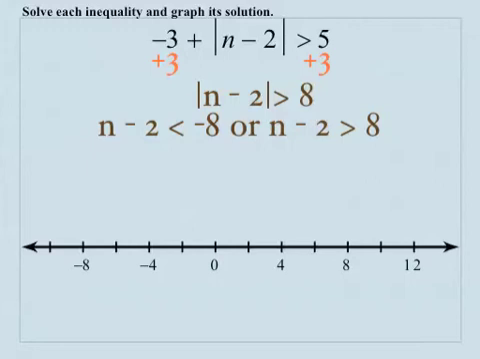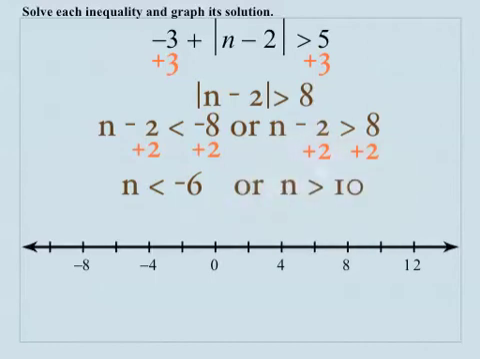Now that I have the compound inequality, I need to solve both parts. So to solve n minus 2 is less than negative 8, I need to add 2 to both sides to get n by itself. When I add 2 to both sides, I get n is less than negative 6. Or I need to add 2 again on both of these sides. I'm going to get n is greater than 10 because 8 plus 2 is 10.